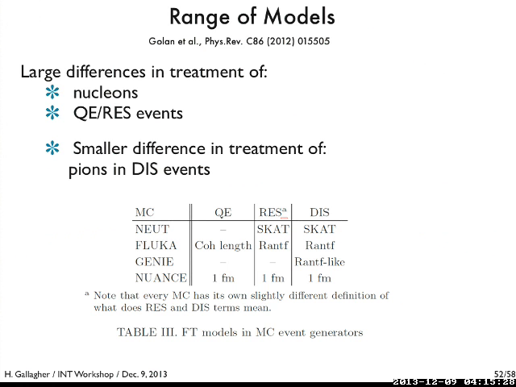And there's a very nice paper by Jan and his team from last year that breaks down the treatment of this kind of effect for a lot of different generators and for a lot of different processes, and shows that there's quite a variety of treatments. I'll say something about what Genie does in a moment, because Genie, I think, has the most sophisticated treatment of these kinds of effects and has been tuned to a lot of data that the other generators have not. But they have a somewhat similar, at least in spirit, approach to the highest energy events, the DIS events, but very different treatments for the nucleons produced in quasi-elastic and resonant events.